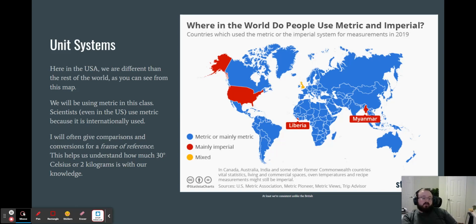I have a frame of reference here. When we're talking about units, I will put frames of reference. If I say that the temperature of this water is 30 degrees Celsius, as someone who's lived in America my whole life, that means absolutely nothing to me. I don't have that frame of reference. If you say that the cup of water is 80 degrees Fahrenheit, well, I know that 80 degrees Fahrenheit is pretty warm. So I will be giving you that frame of reference when possible to help you understand how cold or hot or how much something weighs, when necessary.